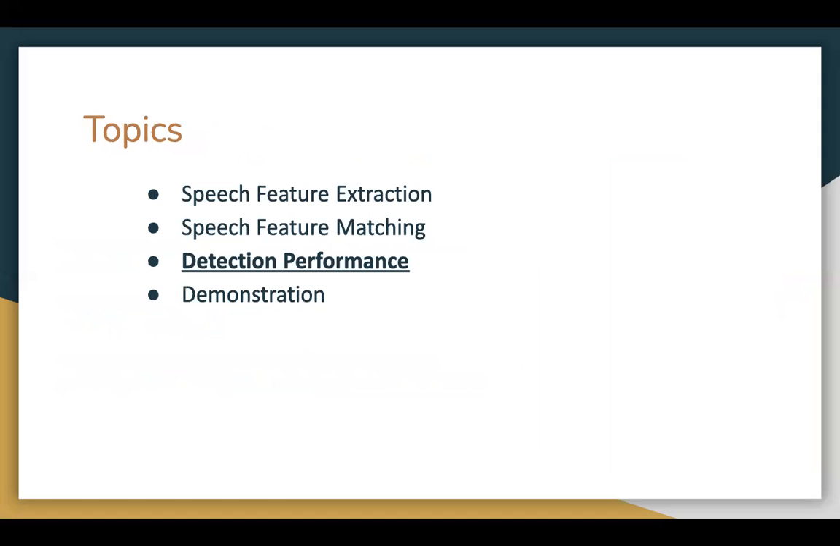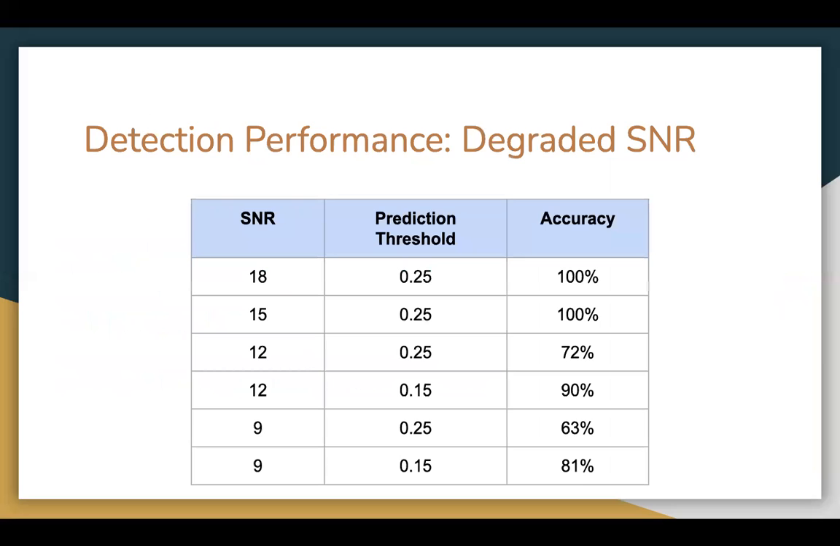So now I wanted to talk a little bit about the detection performance. The first part of this is we generated multiple files with additive white Gaussian noise. And with some preliminary testing, we were able to find somewhere between 12 and 15 dB of SNR where our algorithm stops detecting at 100%, which is where things start to get more interesting.